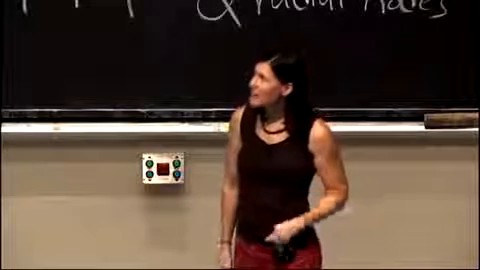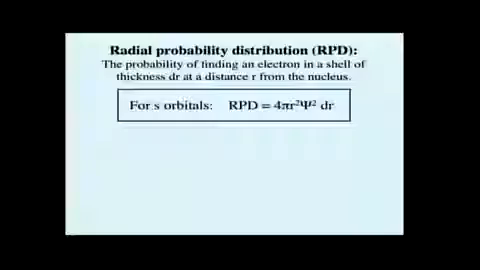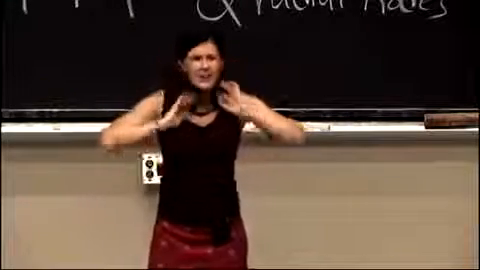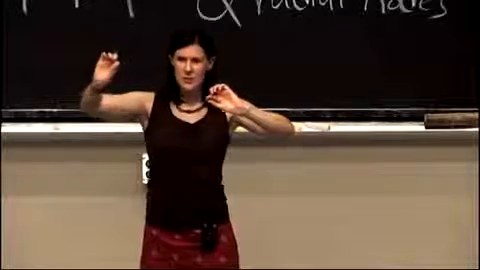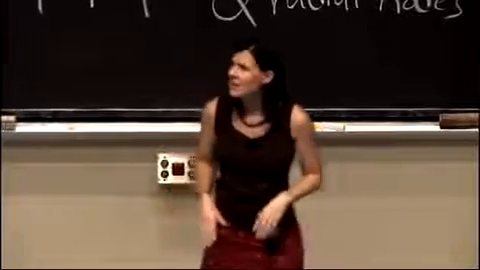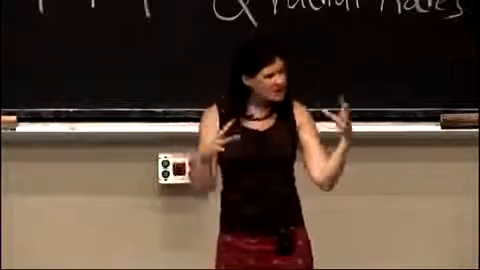And what that is, is the probability of finding an electron in some shell where we define the thickness as dr, some distance r from the nucleus. So think about what we're saying here. We're saying the probability of finding an electron at some distance from the nucleus in some very thin shell that we describe by dr. So if you think of a shell, you can actually just think of an egg shell.